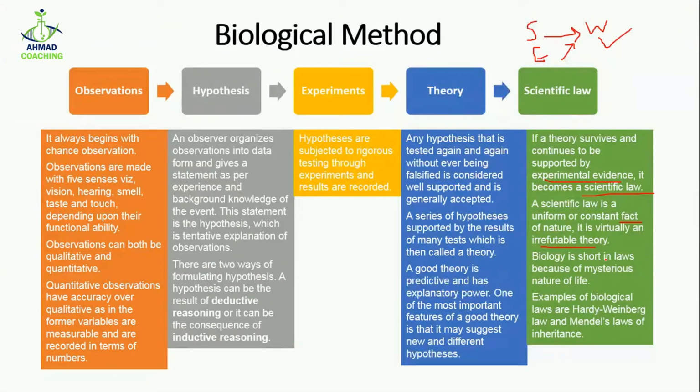In biology, we are short of laws because of the mysterious nature of life, and every single person is different from the other person. But there are some scientific laws in biology. For example, the Hardy-Weinberg law and Mendel's law, which are related to inheritance. So this is how the biological method works and moves from the observation through hypotheses, experiments, theory, and finally we will have the scientific law. So that was all about the biological method.